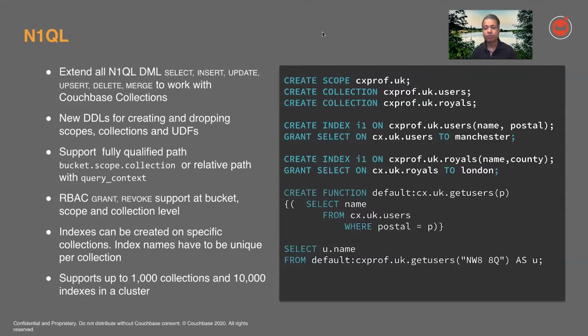And here's an example of create index statements on the two collections, cxprof.uk.users and cxprof.uk.royals. And there's an example of a function that can be created under this specific scope, and an example of how to invoke this get users function from a select statement.